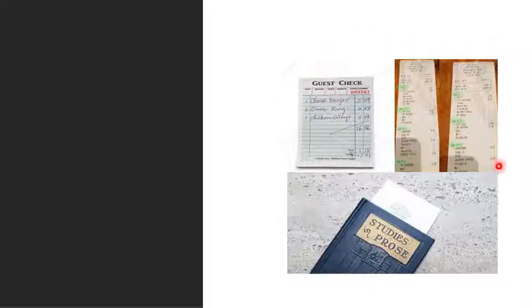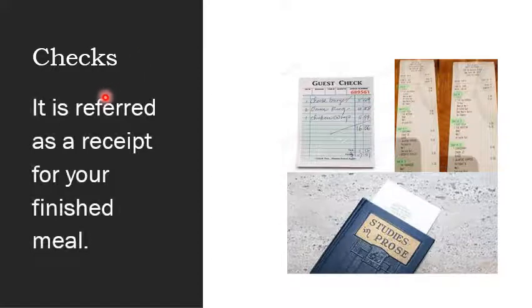So we can see after we eat, what do we do? Of course, we pay for the food that we ate, right? So this is the check. The word check has different meanings, but our lesson is all about restaurants. So the word check here is referred to as a receipt for your finished meal. When you finish your food, we usually pay the check.